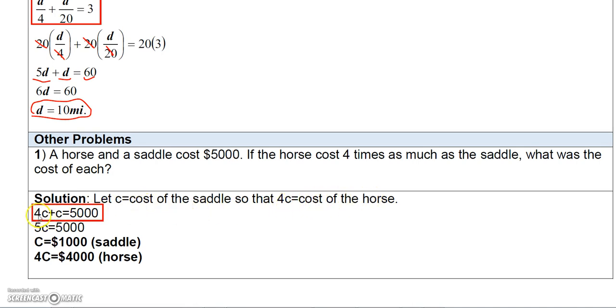And then we know if we add the cost of the horse plus the cost of the saddle, that should equal $5,000. So 4C plus C would equal 5C. So 5C equals $5,000. Then divide both sides by 5, and you get C equals 1,000. So $1,000 for the saddle, and then the cost of the horse would be 4 times that number. So 4 times 1,000 would give you 4,000 for the cost of the horse. And so there are several application problems on these linear equations.